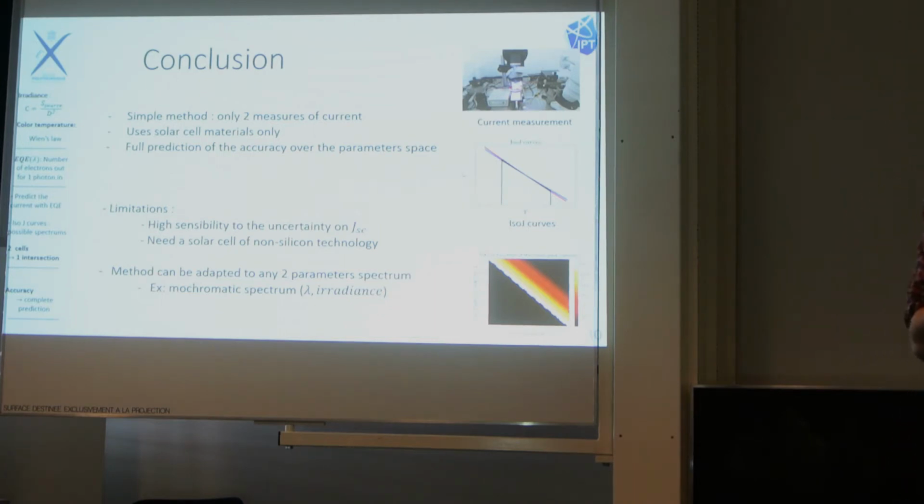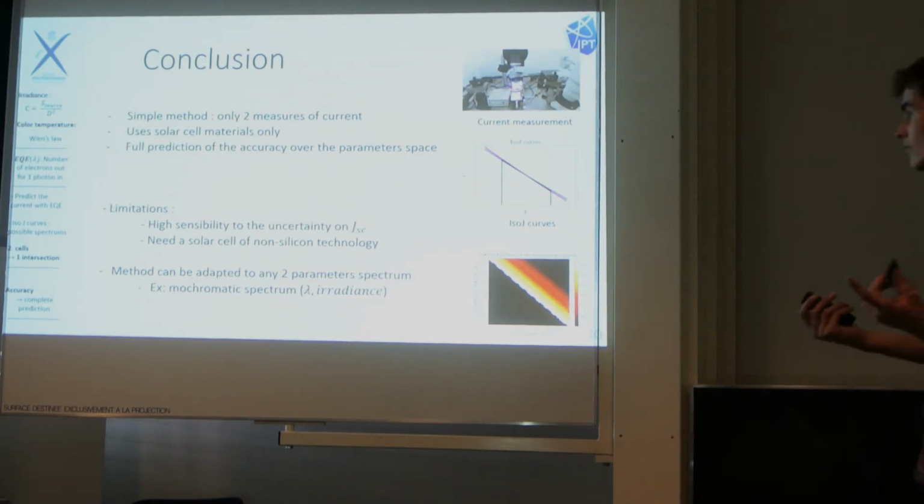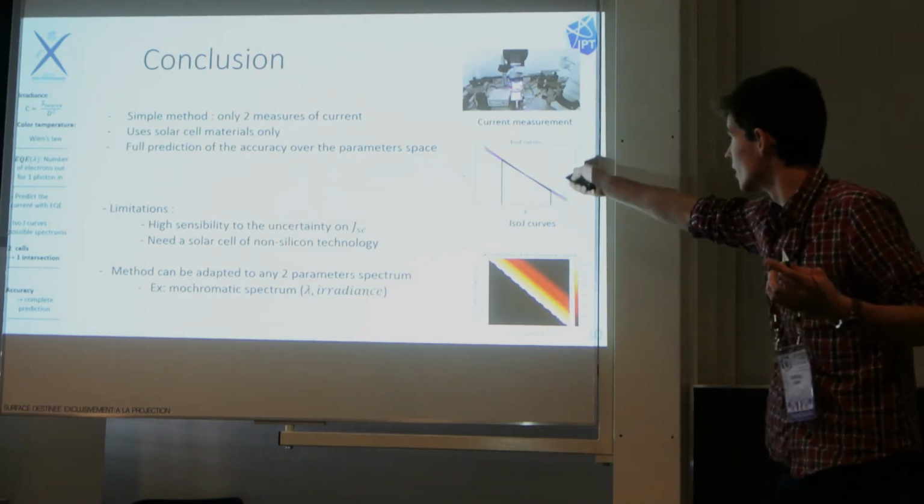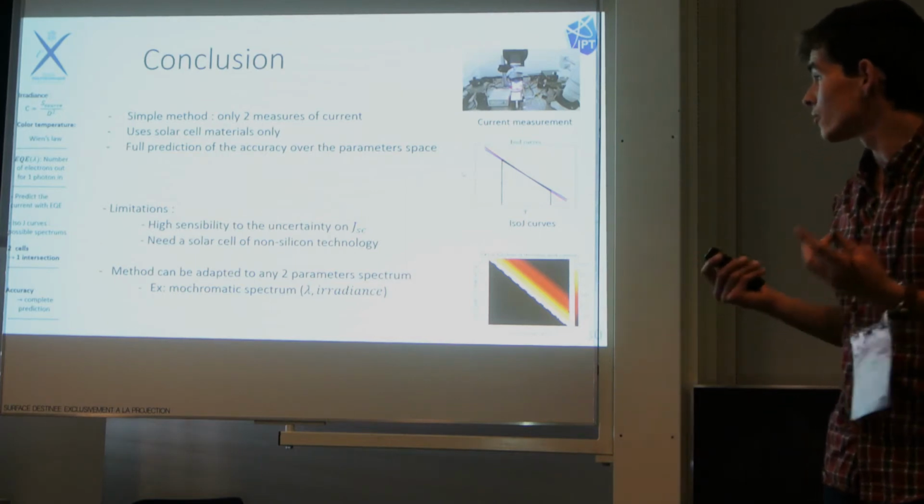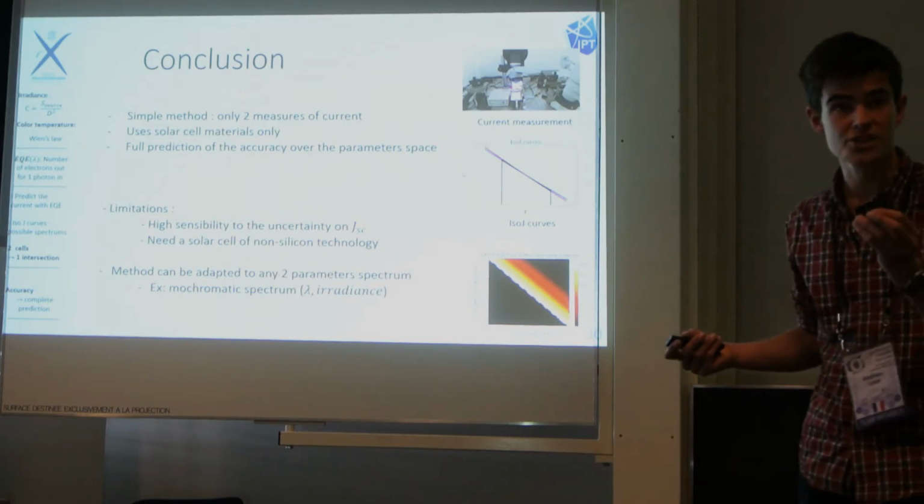However, this method might have some limitations. We have a pretty high sensitivity to the uncertainty over the current measure, and this is a bit regrettable because of this shape of the curves. And we also need a solar cell of non-silicon technology, which is pretty hard to find. In fact, we had to go to a lab to get the gallium arsenide cell.